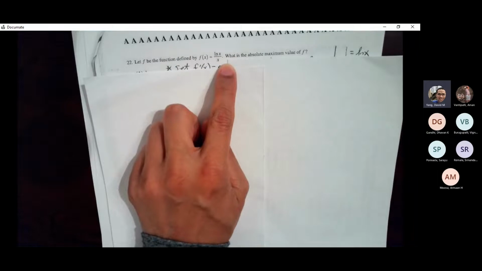Okay, 22. Let f be the function given by natural log of x over x. What's the absolute minimum? So let's go ahead and find our derivative. We know that relative max, relative min is to come from the derivative. It could be from the critical point.